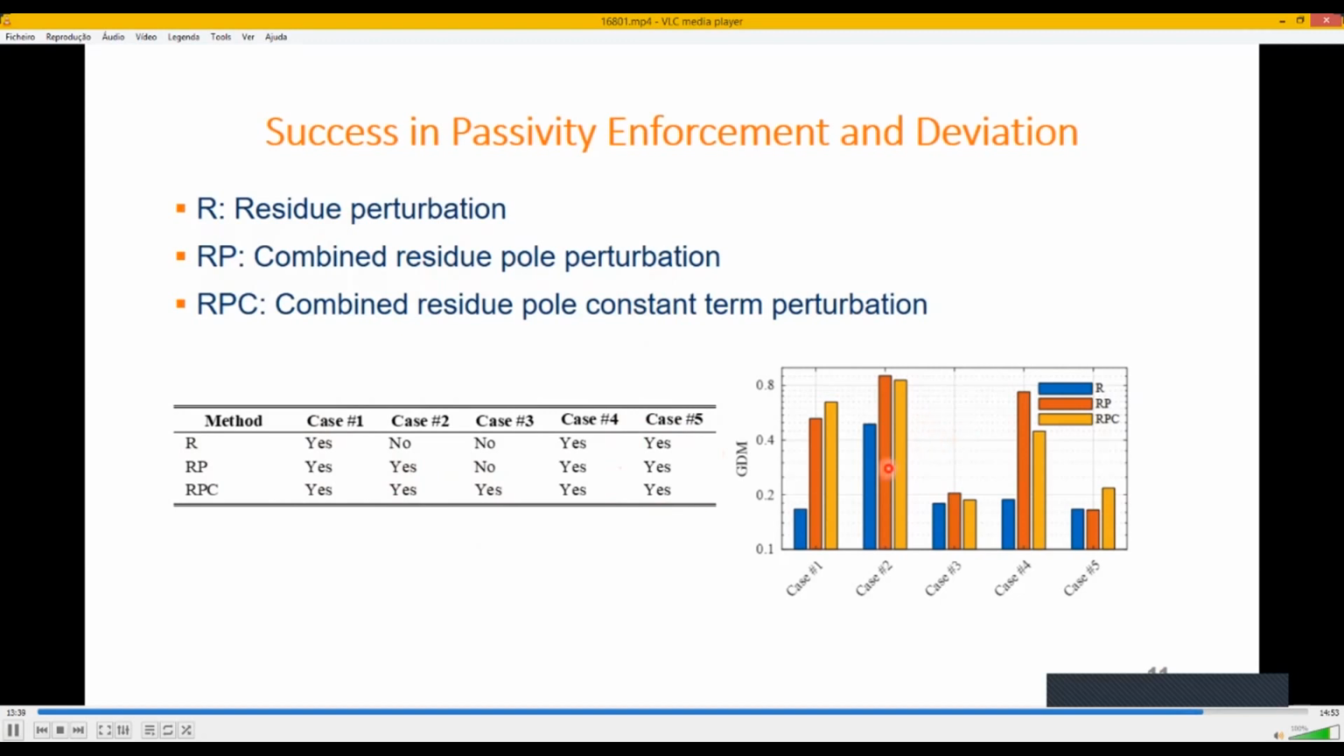On the right hand side, we see the GDM parameter, so it shows us the level of deviation. And I can see here that when residue perturbation is successful, it results in very good GDM values. Whereas with combined residue pole or residue pole constant term perturbation, sometimes I'm in the fair band.